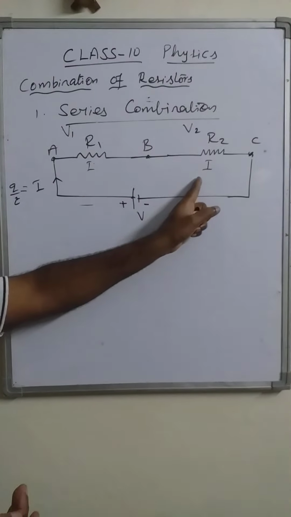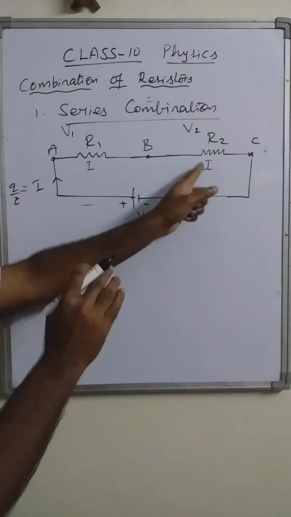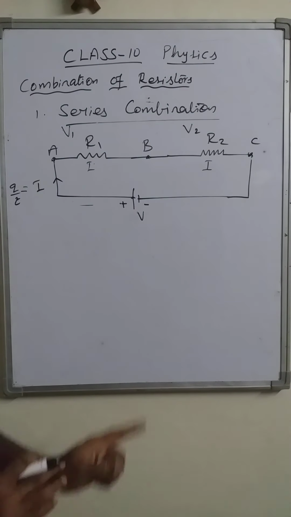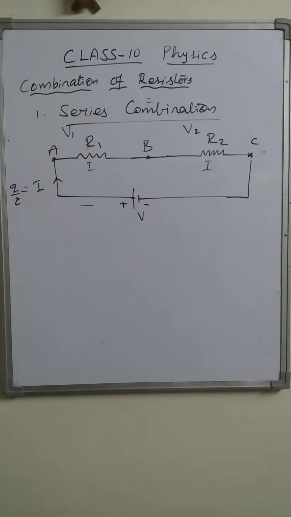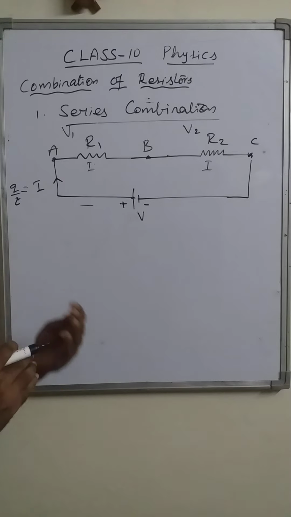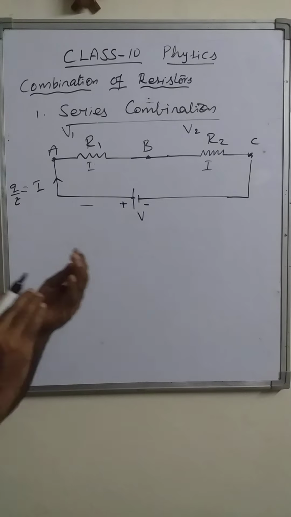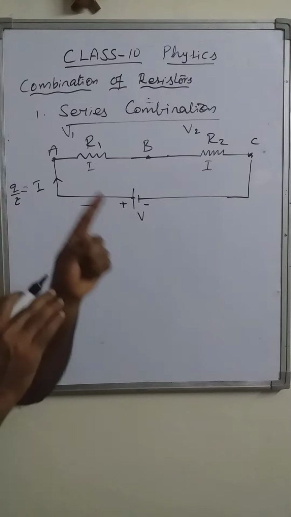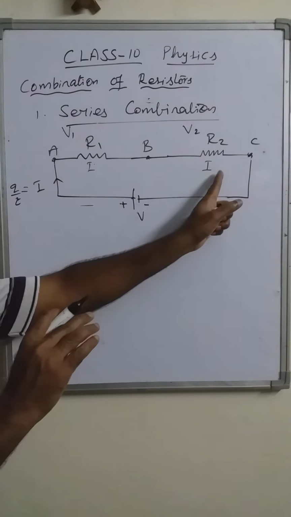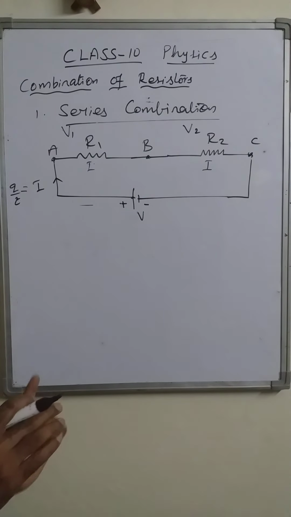So in series combination, what are we observing? We are observing that the current flowing through both the resistors is the same, and the potential difference across the two resistors is different. By taking this concept, whenever we solve numericals, we have to see in a branch, in a path, whether the current is the same or different. If the current is the same through different resistors, we can consider them as connected in series, right?